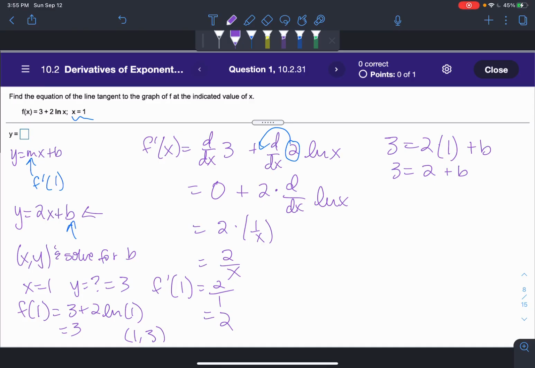And so I get b is equal to 1. All right, but we're not done yet, right? Because it's not asking for b, it's asking for what the tangent line is. So I get y is equal to our slope, which is 2x plus 1.